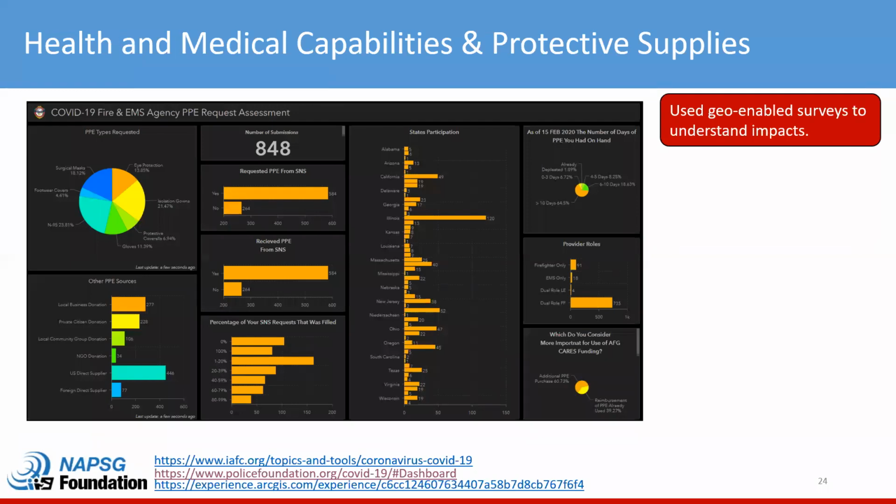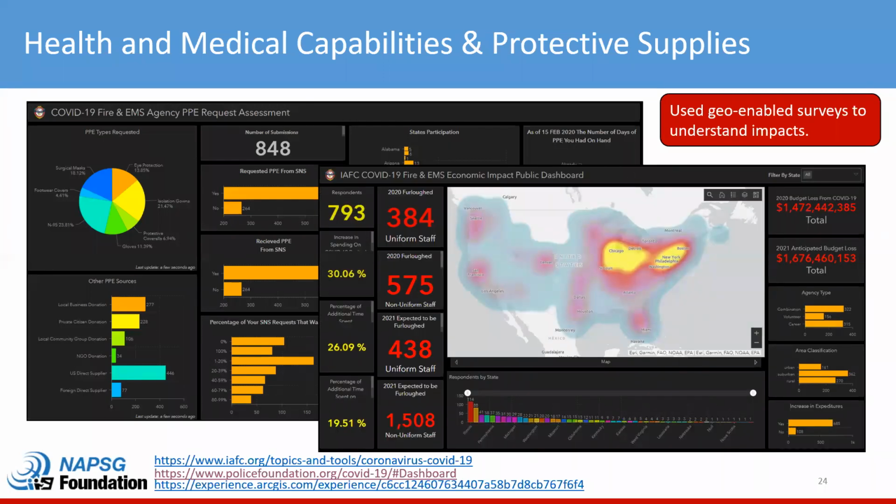So in other cases, we want to look not just at COVID-19 or how people are moving. We want to understand, are we prepared to deal with this? Many organizations like the International Association of Fire Chiefs were able to reach out to their constituents and geo-enable the information so they can better understand impacts. One of the biggest stories was, are we going to have enough personal protective equipment, or PPE?